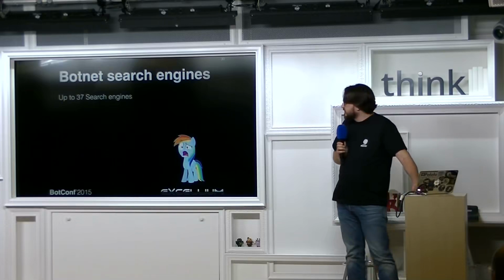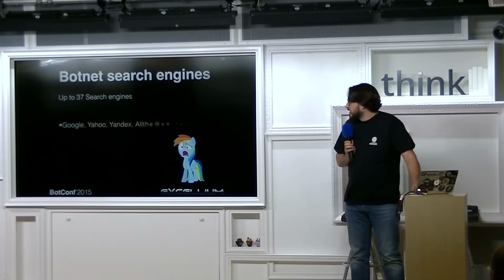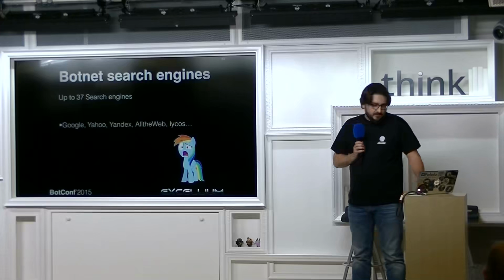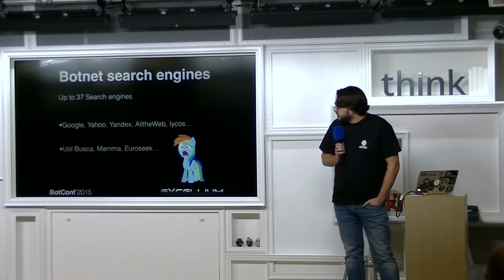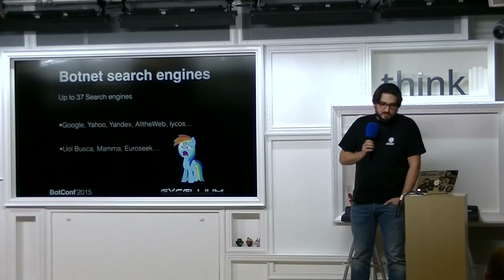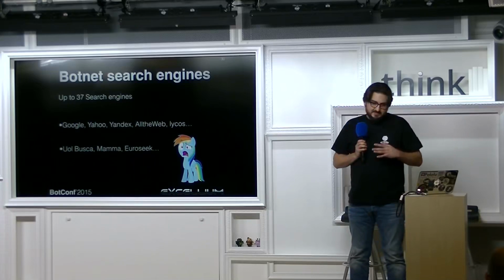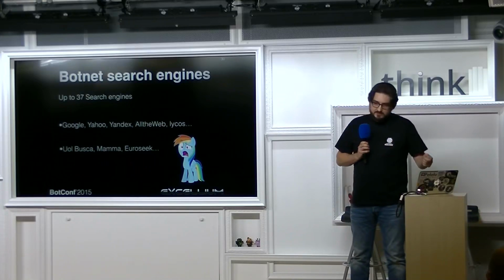It's funny to see that they use a lot of search engines, up to 37. So you have the common ones, Google, Yahoo, Yandex, and so on. And you have some you will not see every day. Busca, Mama, Rosic, Big Globe, Sapo. I've learned a lot about strange and uncommon search engines. With these search engines, they're looking for every WordPress available and trying to inject with common vulnerabilities.